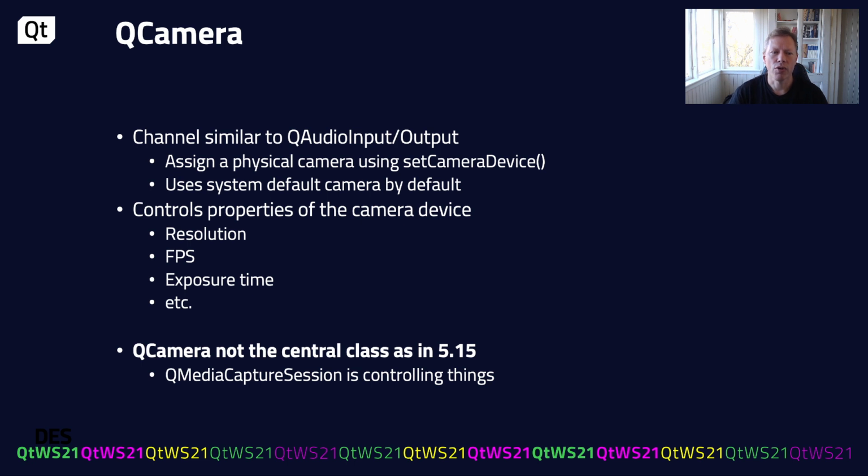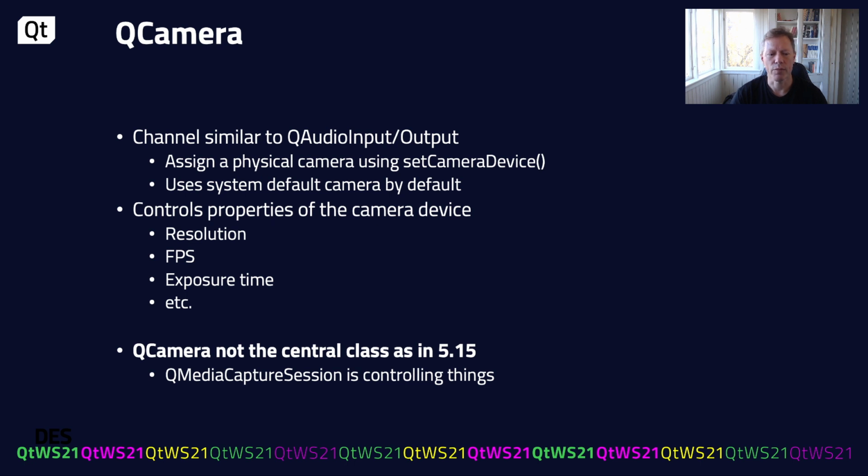QCamera acts similar to QAudioInput as a channel, and you can assign also here a physical camera using setCameraDevice. Also here by default, if you instantiate a QCamera, it will use the system's default camera. QCamera offers a large and flexible API to control various properties of the camera device. You can set the resolution that you'd like to have, the frames per second, exposure times. You can enable and disable flash or torches or backlight modes, depending on whether the camera or the device supports that. Exposure times, ISO sensitivity, and all of those properties can be set on the camera.